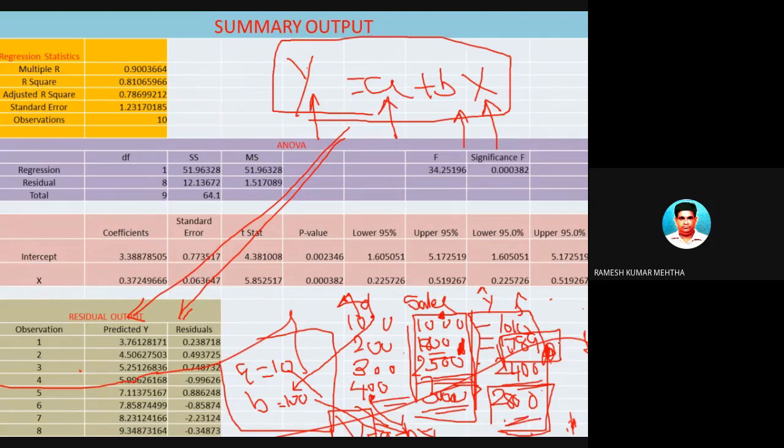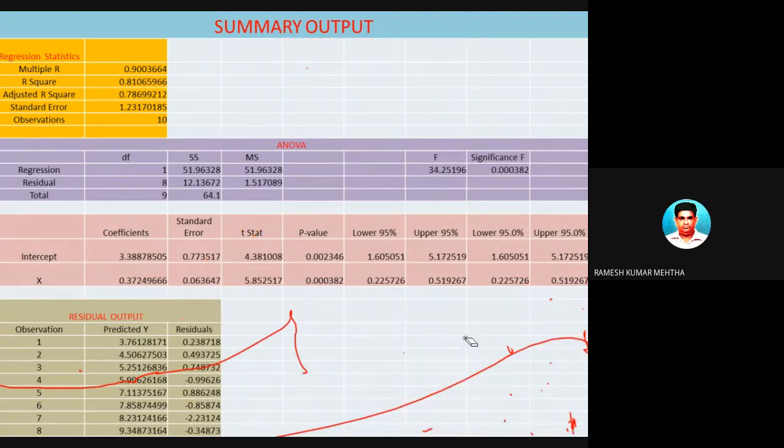So this is called y predicted. This particular column, the one which I am highlighting, is called y predicted. Prediction should be very, very near to the actual. That is what I mean to say.